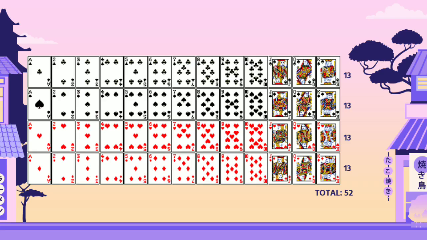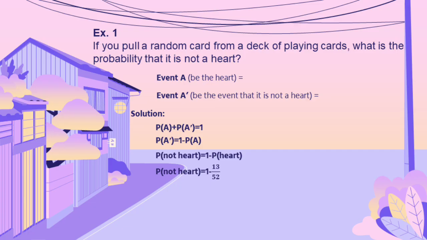As you can see in the image, there are 13 clubs, 13 spades, 13 hearts, and 13 diamonds, in total 52 cards. So the probability of picking a heart is 13 over the total number of cards, which is 52. Substituting to our formula would be 1 minus 13 over 52. Simplifying it to 1 minus 1/4. So the probability of pulling a card that is not a heart is 3/4 or 75%.